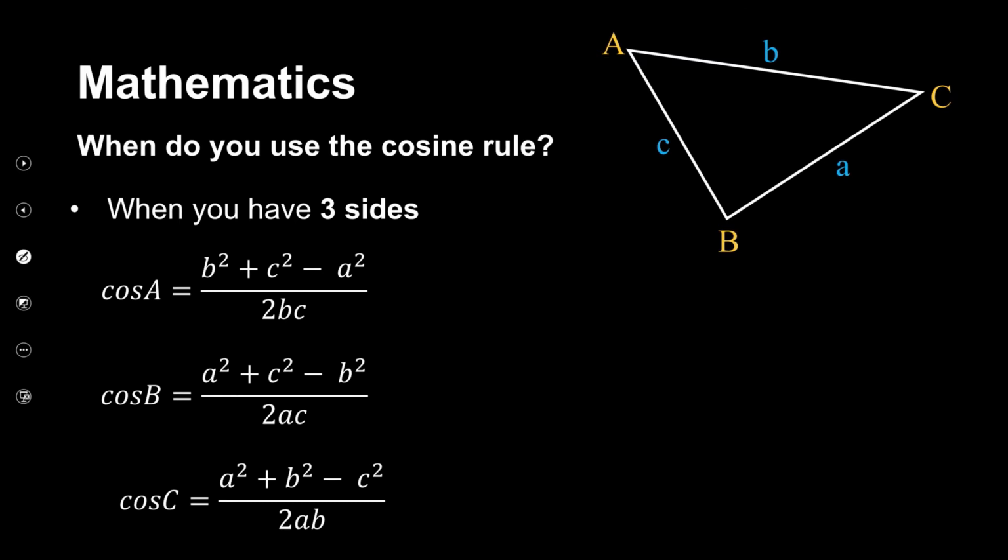Okay, and remember, we can also use the cosine rule when we want to find an angle. All we do is just rearrange the equations we had in the last slide, and then we can find our angles, A, B, and C, using this version of the cosine rule. In this case, remember, we have to be given the three sides to find one of the angles.